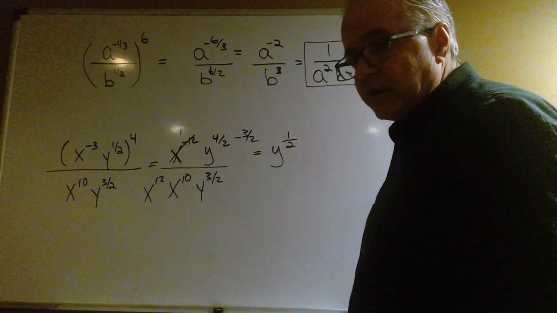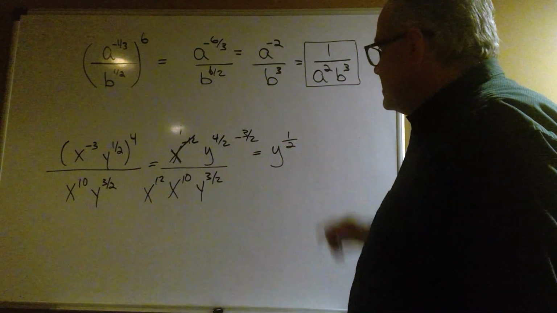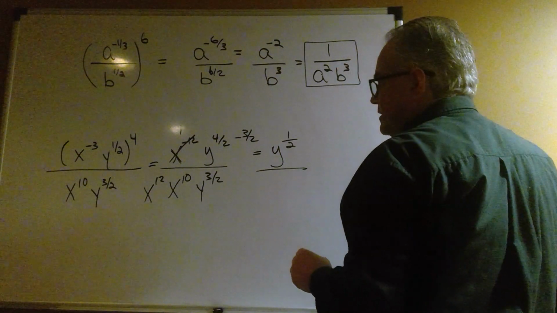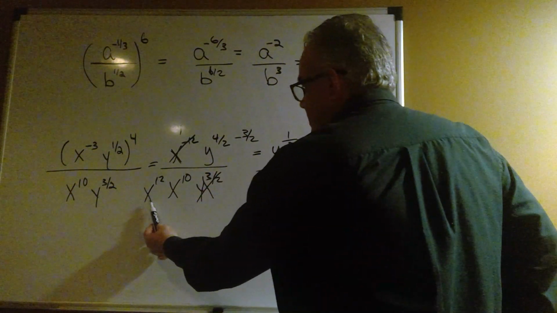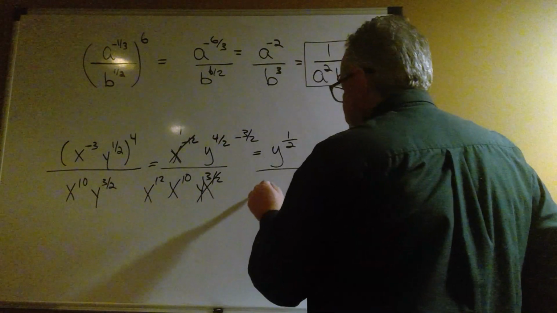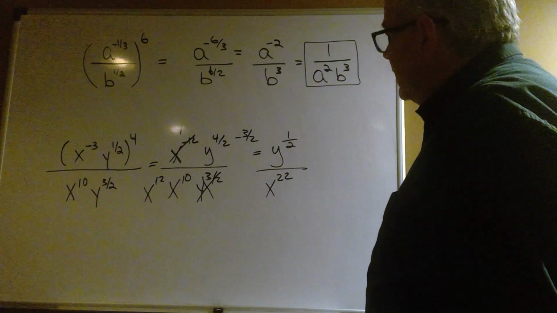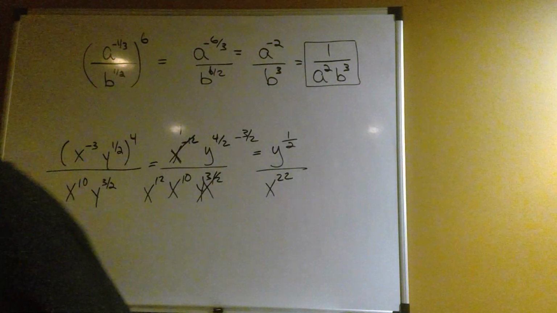And where am I doing that? In the numerator, right? I brought this up. I'm doing it in the numerator, so that stays in the numerator. And then what's the denominator going to be? This I already brought up, so this is gone. Then I have x to the 12th times x to the 10th, which is x to the 22. And that looks like it for that problem.